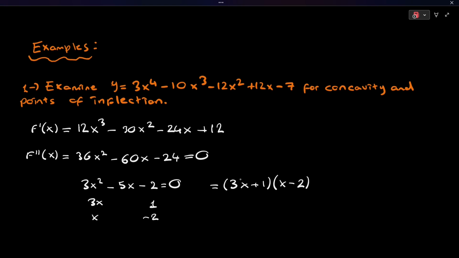We did not make a mistake, right? Let me see. Negative 6x. Yes, it looks correct. This is equal to 0. From here, our roots are negative 1/3, and the second root is 2.